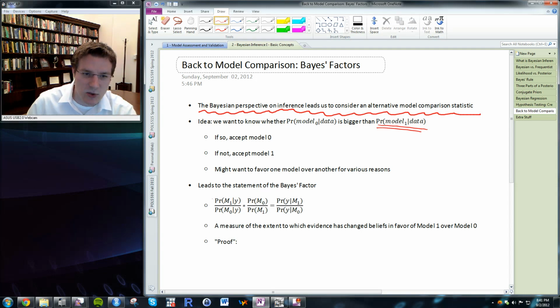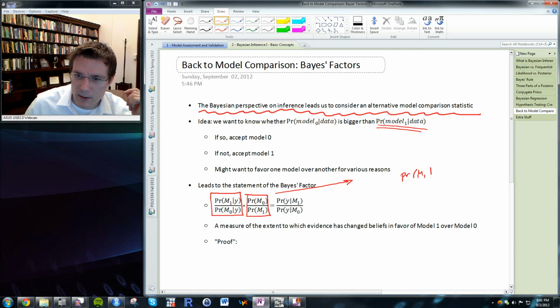And what this leads us to is a statement of the Bayes factor. A Bayes factor says, okay, I've got two models, 1 and 0, and I want to know the ratio of their probabilities given y times the ratio, or the inverse ratio, I should say, of their priors. Another way of writing this, which might make it a little simpler, is Pr(M1 given y) divided by Pr(M0 given y), divided by Pr(M1) divided by Pr(M0).